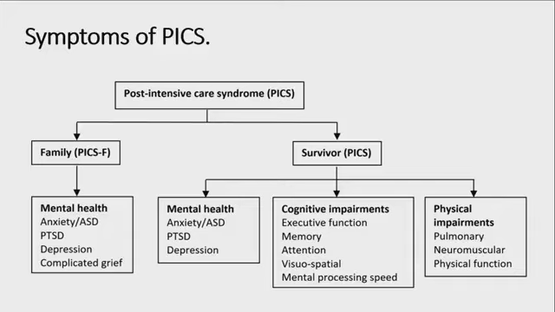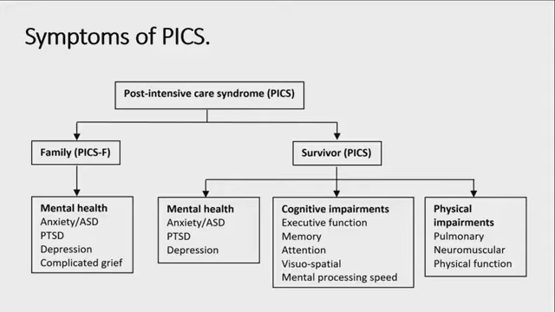The survivors of the intensive care unit have three different types of abnormalities. One related to mental health, the second to cognition, and the third to physical impairment. The mental health issues I've already discussed are the same as with the families. In cognitive impairment, they have issues with memory, attention, and mental processing speed. So in summary, they have problems with understanding, remembering, learning, and thinking.